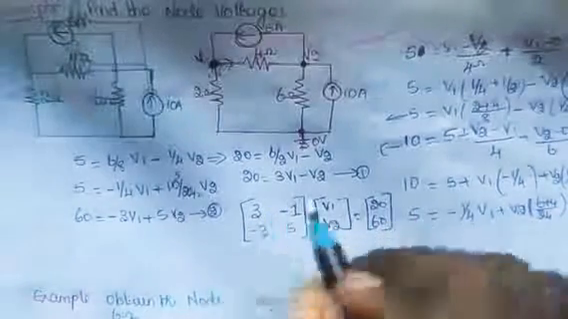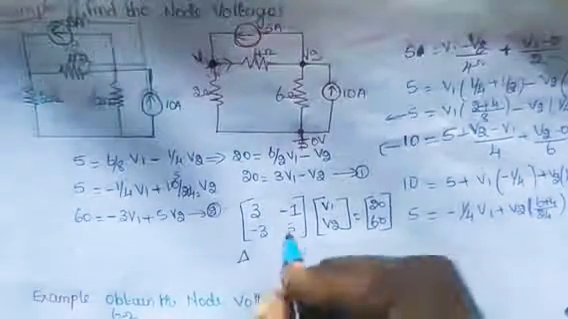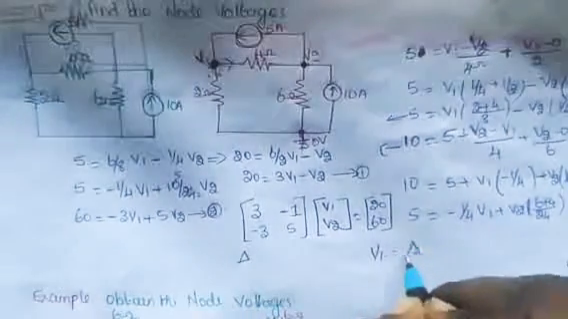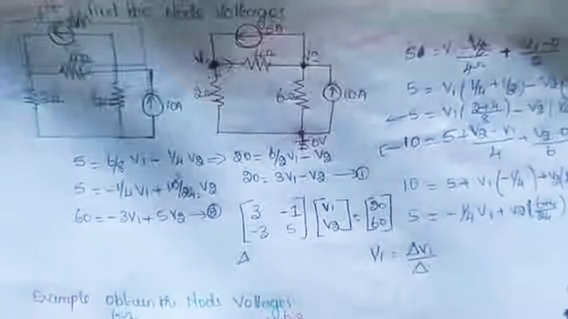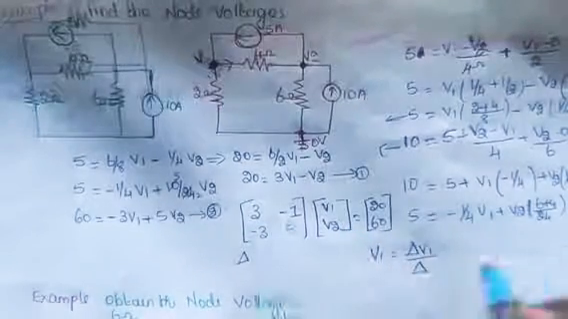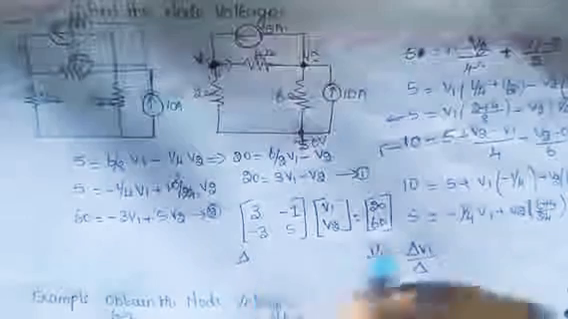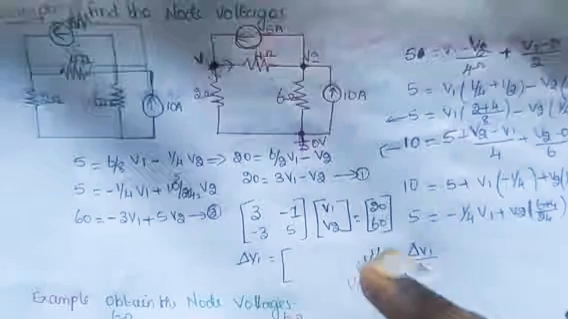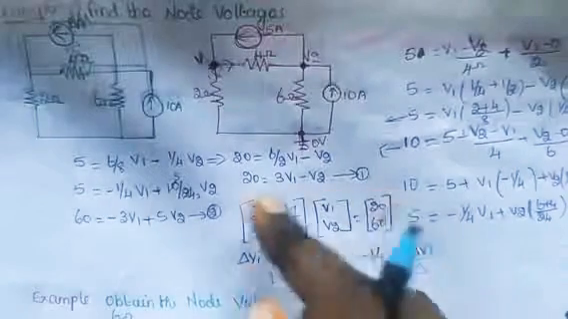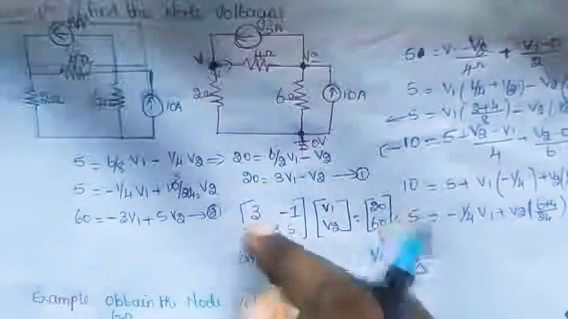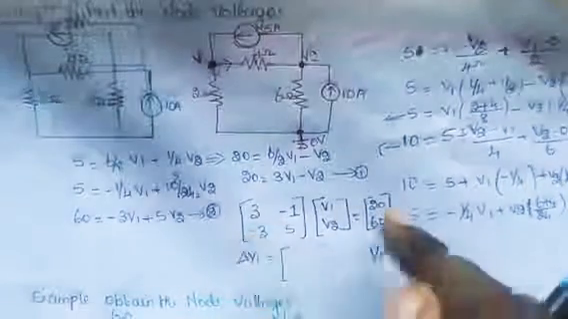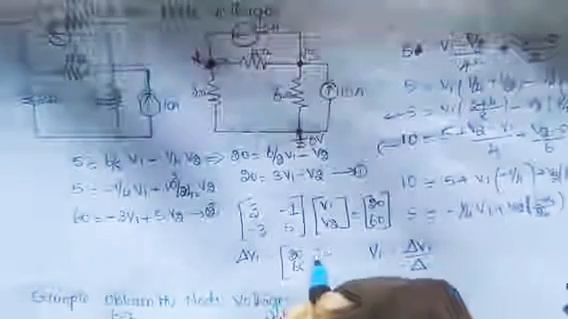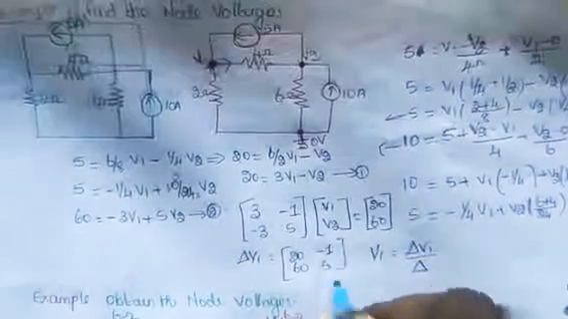So this matrix is taken as delta. V1 is equal to del V1 divided by delta. Delta is the determinant of this matrix. Del V1 is another matrix. How do we write del V1? We have to replace the first column of this matrix by the right hand side elements. So 20, 60, minus 1, 5. So this is del V1.